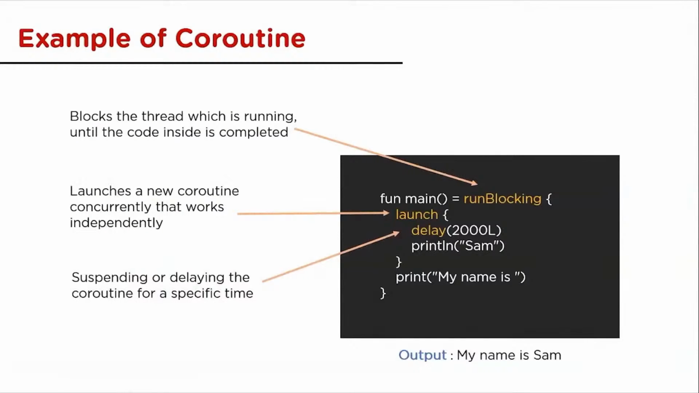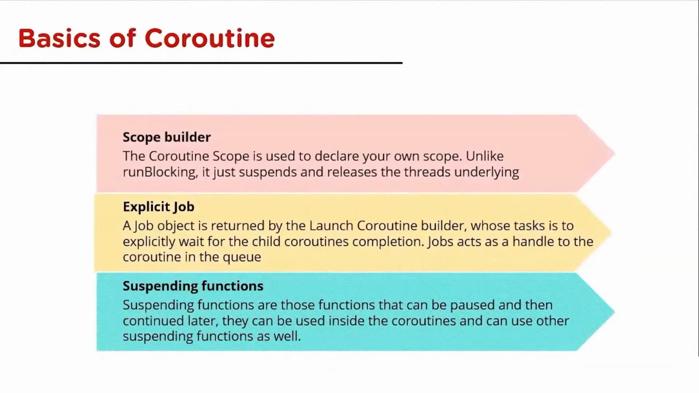Now, moving on to the next topic, which is basics of coroutine. So first is scope builder. The coroutine scope is used to declare your own scope. Unlike run blocking, it just suspends and releases the underlying threads. It is used to set the scope for new coroutines. Coroutine scope is responsible for controlling the lifecycle of a group of coroutines and their context. Scopes wait for their associated coroutines to complete before completing themselves. The coroutine builder is an extension of coroutine scope.